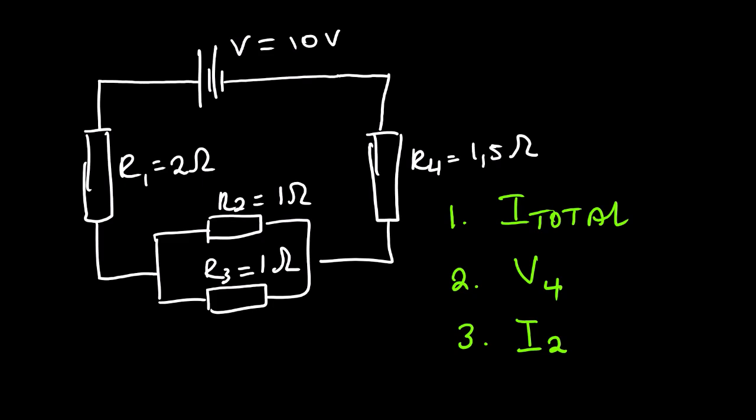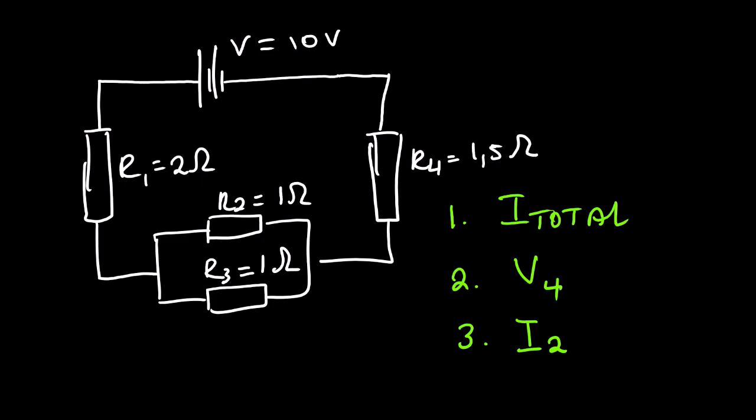Now we can see we have a combination of two connections. And then the first question is saying calculate the total current. The second one, V4, which is the voltage across the R4 I mean. And then I2 is the current through the second resistor, R2.